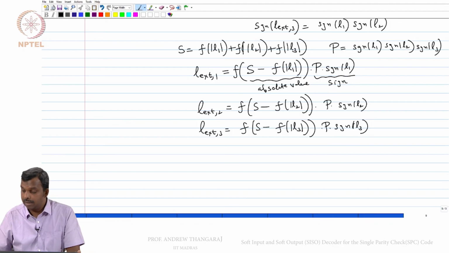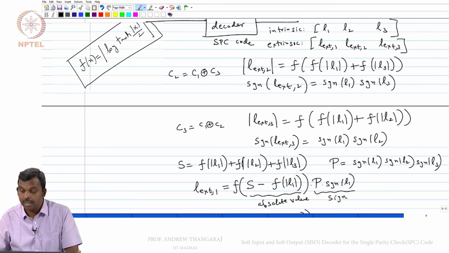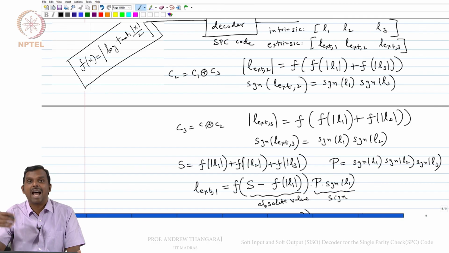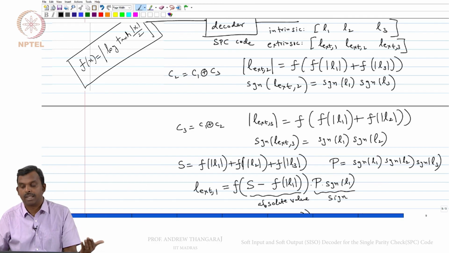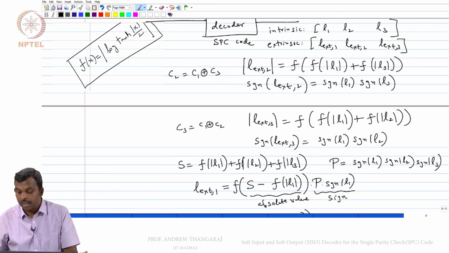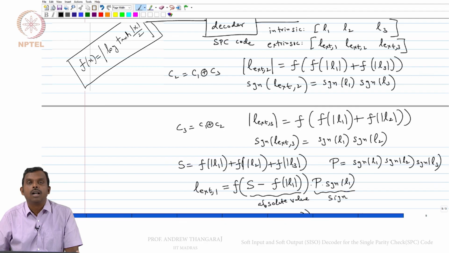Okay. So, these are the 3 extrinsic LLRs, and once you find the 3 extrinsic LLRs, you can simply add them to the intrinsic LLR and you will get the total output LLR. Okay. So, this is the derivation of the SISO decoder for the single parity check code, and that brings us to the end of this lecture.